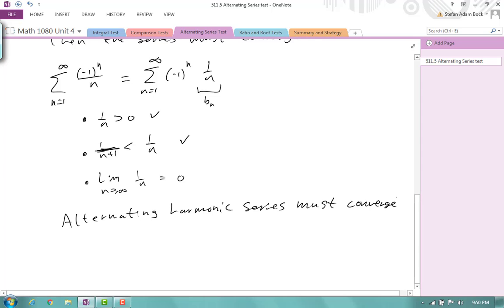Now I think this one in particular, since I'm starting with -1, should converge to negative natural log of 2, if I recall correctly.